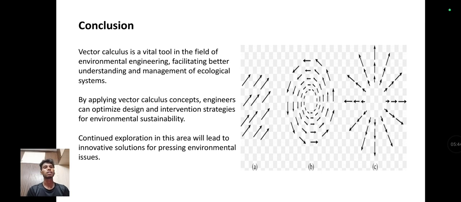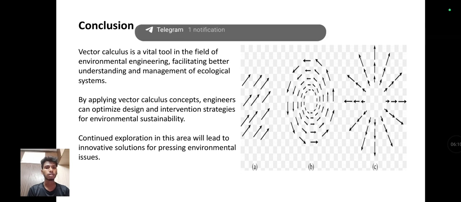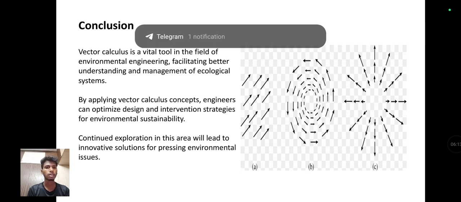So let me come to the last topic, that is the conclusion. Vector calculus is a vital tool in the field of environmental engineering, facilitating better understanding and management of ecological systems. By applying vector calculus concepts, engineers can optimize design and intervention strategies for environmental sustainability. Continued exploration in this area will lead to innovative solutions for pressing environmental issues.